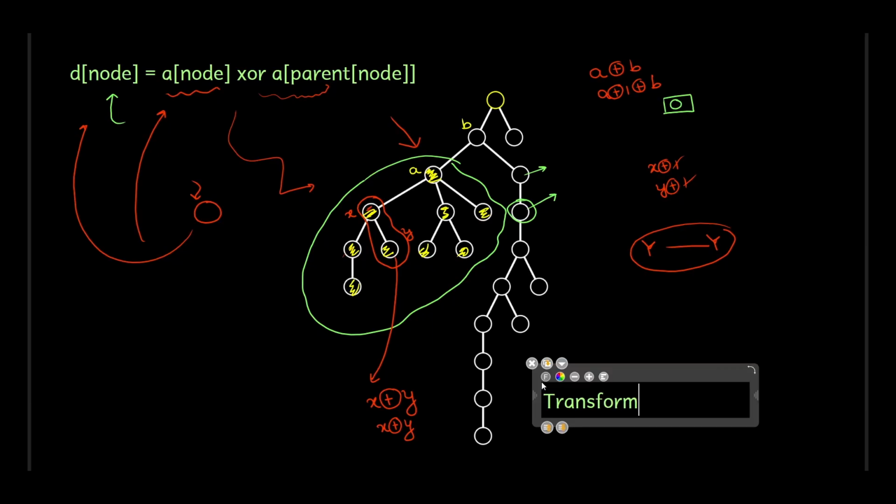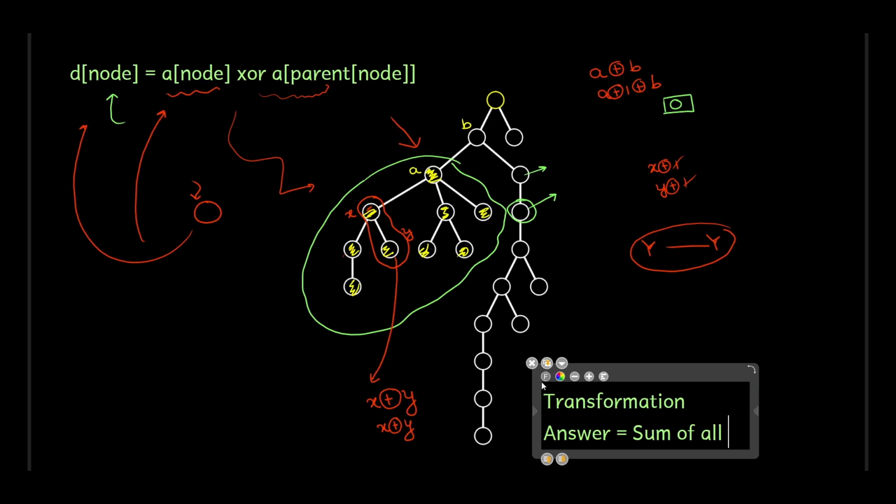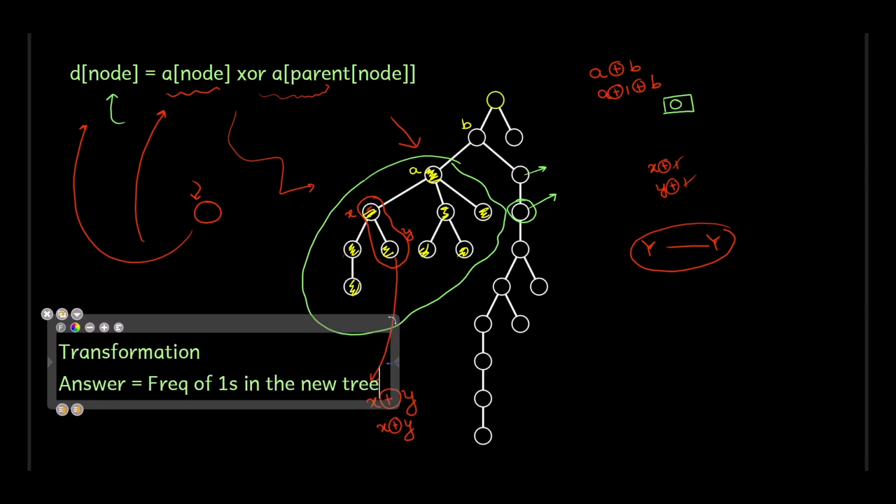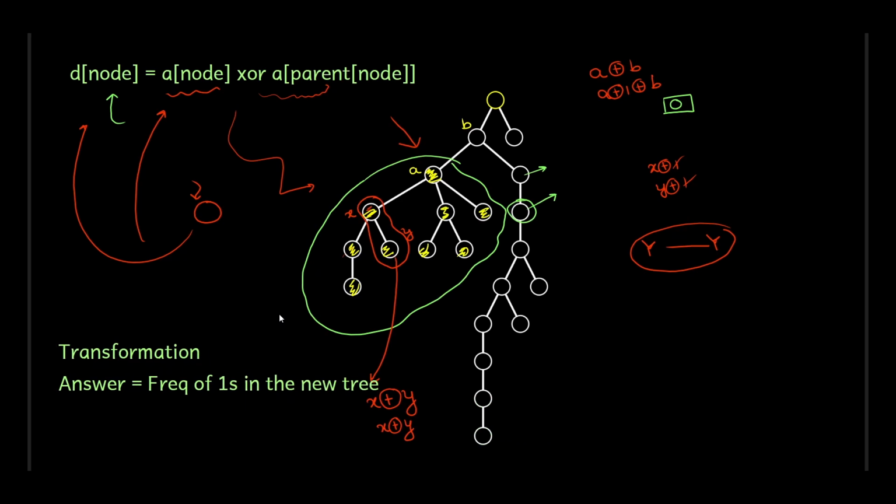You do the transformation, and the answer will be the sum of all ones, or let's say the frequency of ones in the new tree. Why is this statement true? Because in one operation you can only flip one element in the transformation, we have already seen. So if there are k nodes with a value 1 written on it, you will have to do k operations to set them to 0. So far so good. We have solved the subtree version.